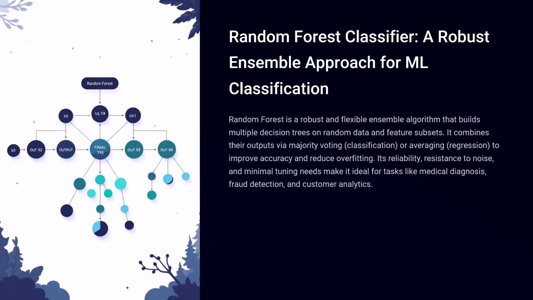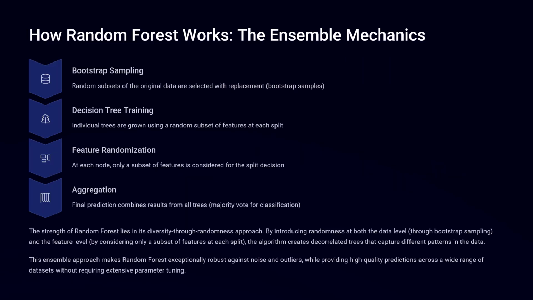Random forest classifier, a robust ensemble approach for ML classification. Random forest is a robust and flexible ensemble algorithm that builds multiple decision trees on random data and feature subsets. It combines their outputs via majority voting, classification, or averaging, regression, to improve accuracy and reduce overfitting. Its reliability, resistance to noise, and minimal tuning needs make it ideal for tasks like medical diagnosis, fraud detection, and customer analytics. How random forest works, the ensemble mechanics.